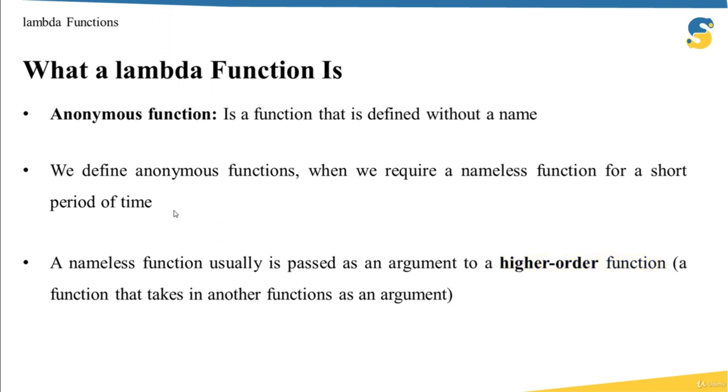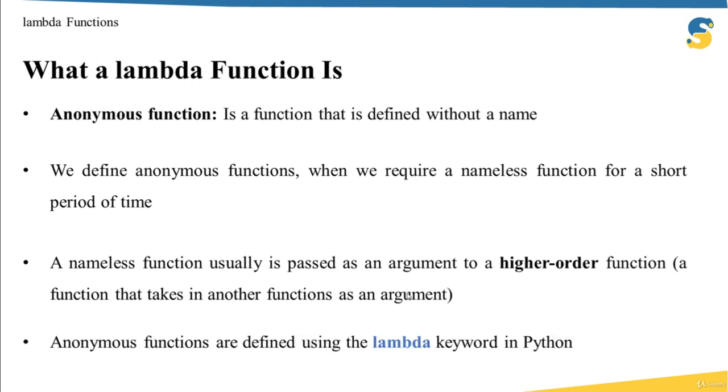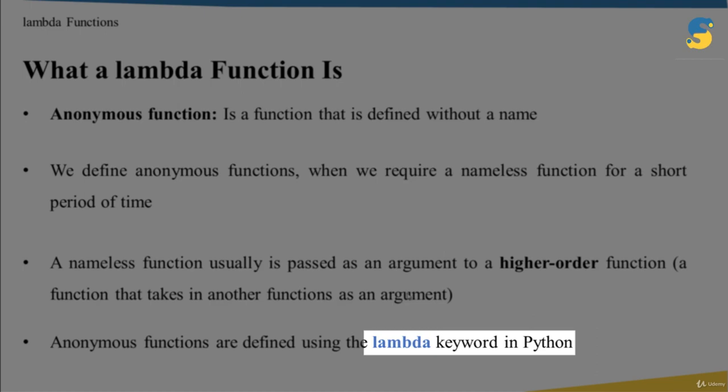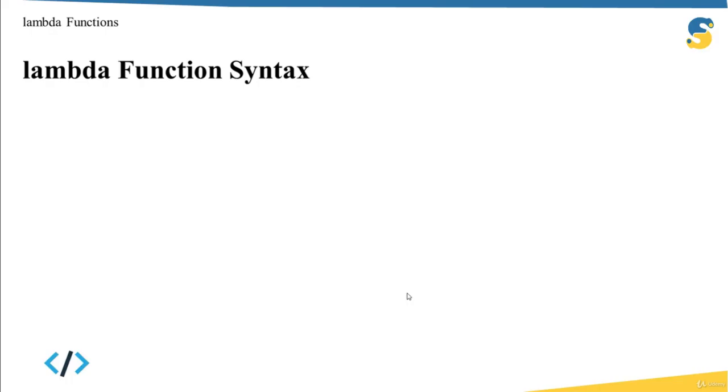In other words, in Python we can make a function take other functions as arguments. And this is possible because anything inside Python is an object, even the function itself. Now, if you want to define anonymous functions in Python, you have to use the lambda keyword. Let's see the syntax together.